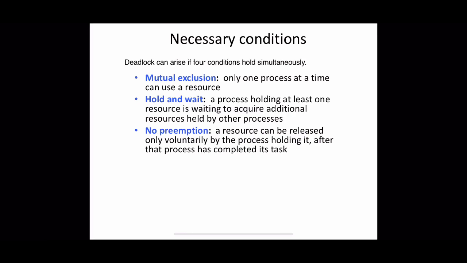That is, resources can be released only voluntarily by the process after completing all its tasks. For example, P1 acquires R1 and R2, and suppose the usage of R1 is already over, but P1 won't release R1 until the entire execution of P1 is over. This also may lead to a deadlock situation.